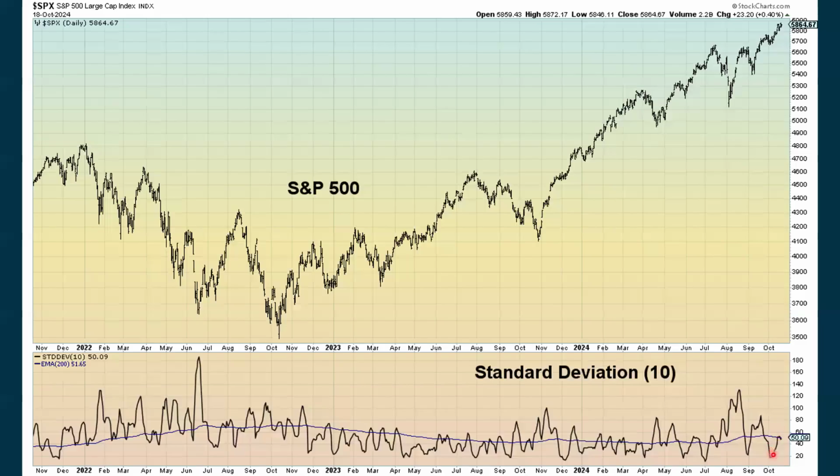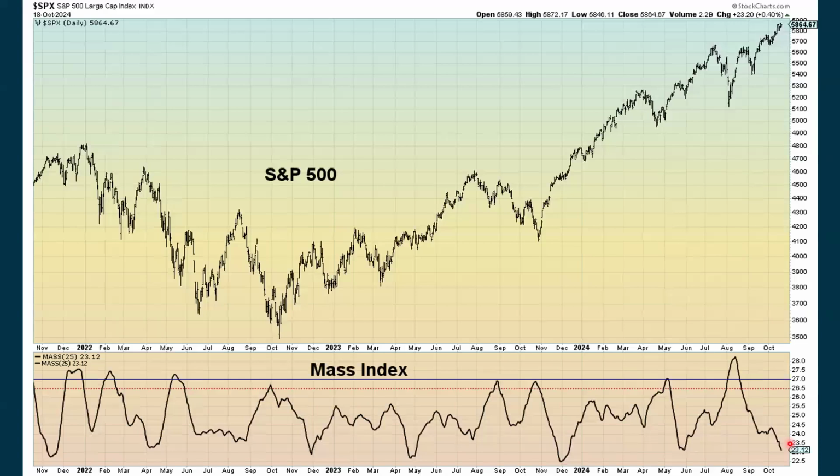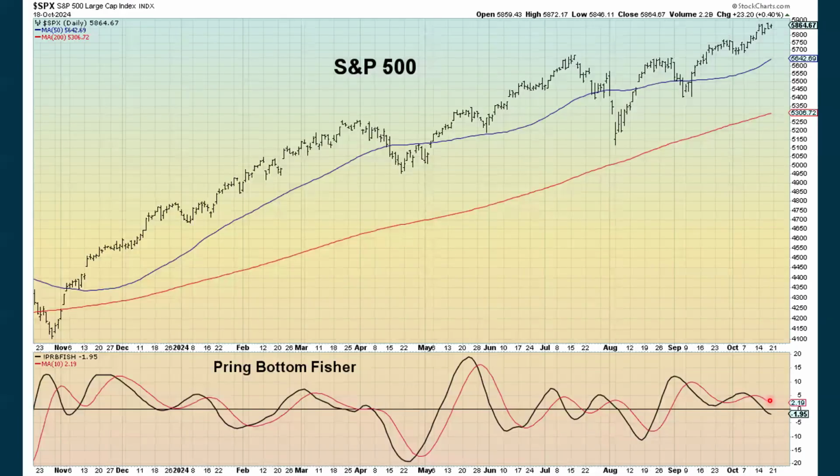Standard deviation is coming back up to the moving average, but we haven't gone above it, so I haven't been showing this. This does not measure direction. This measures speed. How fast is the S&P going either up or down? When we're below the moving average, that means we're not moving as fast. The mass index, we're far away from this blue line or red dashed line, so there's no signal being generated in this chart. And the Pring bottom fissure is actually going down as the S&Ps have been going up.